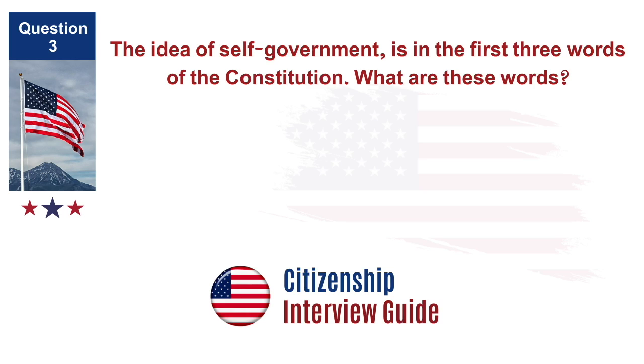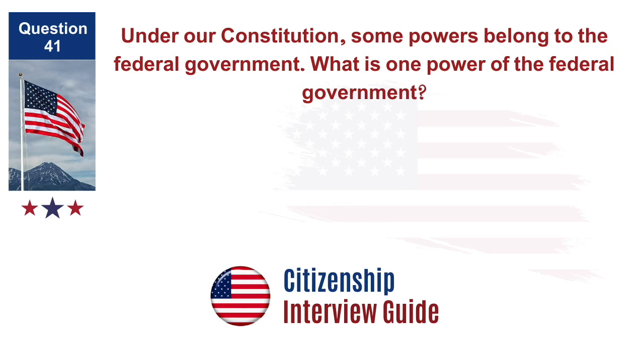The idea of self-government is in the first 3 words of the Constitution. What are these words? We the people. Under our Constitution, some powers belong to the federal government. What is one power of the federal government? To print money.